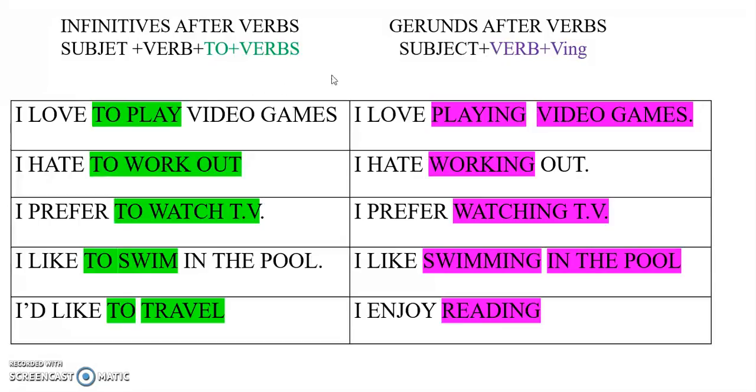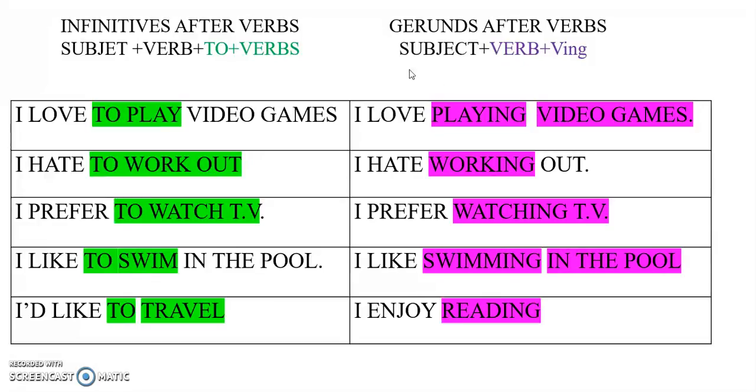Okay? After the verbs love, hate, prefer, like, and would like, we have to use the infinitive verb, right? And also, we can use gerunds after the same verbs. After the verb love, hate, prefer, like, and enjoy, we can also use another verb, but that verb has to be in gerund. But what is a gerund? Remember that we call gerund the verb ending in ing. When the verb ending in ing is a gerund, we are going to use this gerund as the object of the verb love. For example, in this case, I love playing. I hate working out. I prefer watching TV. I like swimming in the pool. I enjoy reading.